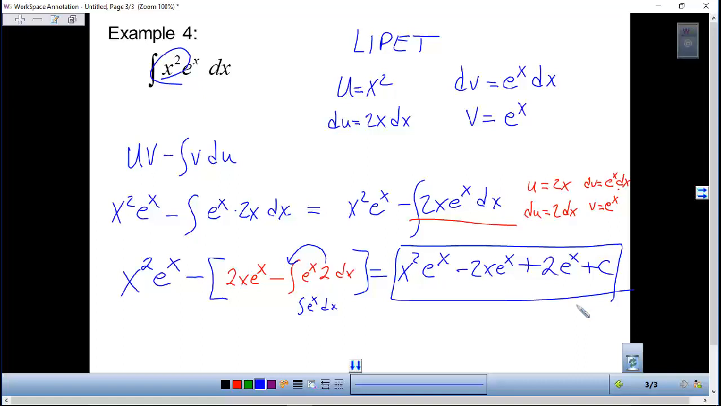So you can use your integration by parts multiple times, as long as you have an integral that's not an easy to do integral, but it still fits the exact same thing of the product of a couple of functions, you can do integration by parts again and again and again.